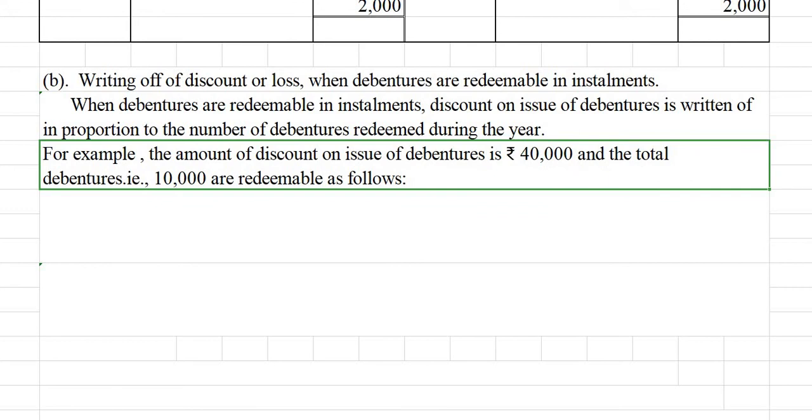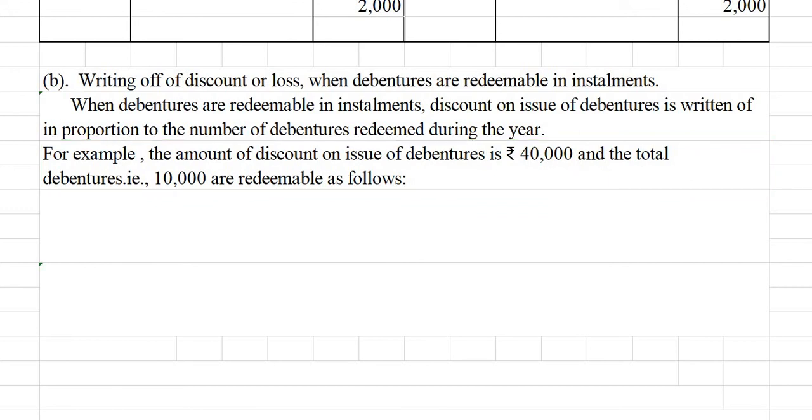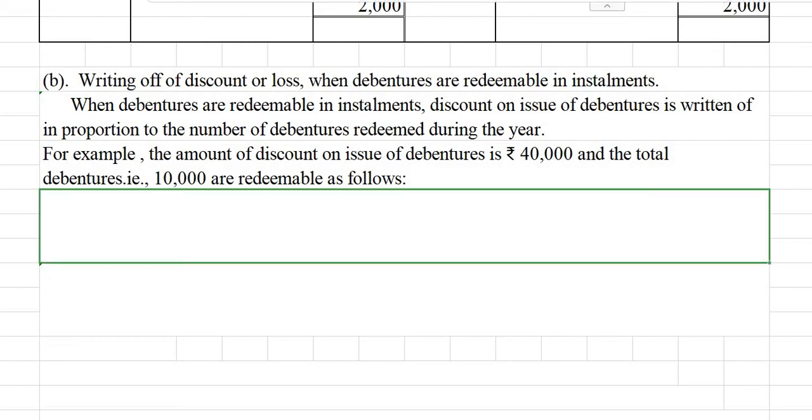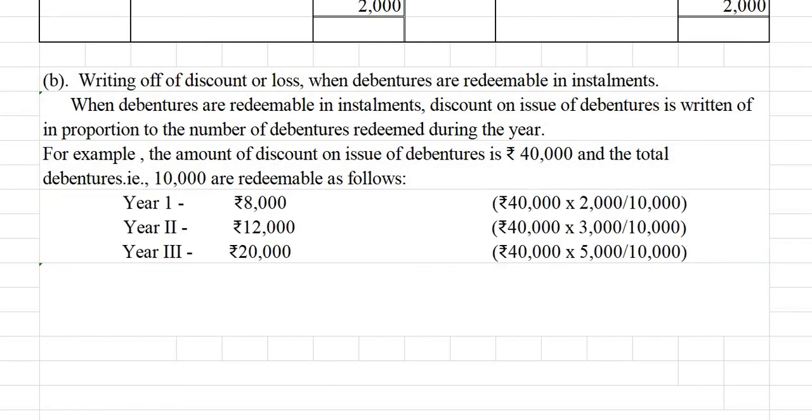See, here is the example. The amount of discount on issue of debentures is 40,000. Here 40,000 is the discount to be written off. And the total debentures are 10,000. These debentures are going to be redeemed like this. First year, 8,000 rupees will be written off.